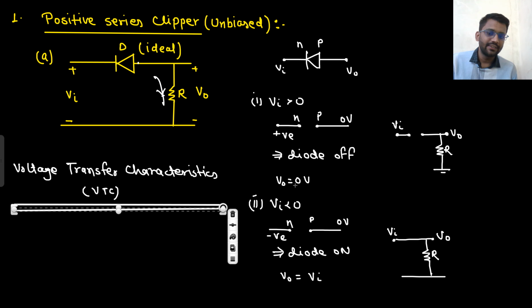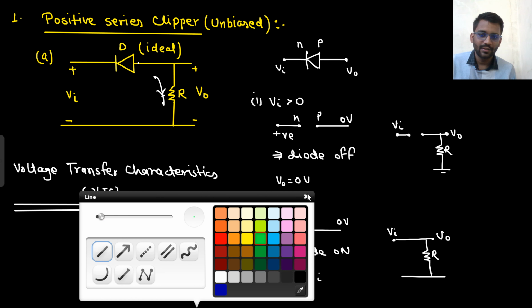So when Vin is greater than 0, your output is 0 volt. When Vin is less than 0, your output is equal to Vin. So the plot between output and input voltage, that's what we mean by voltage transfer characteristics. Well and good? Okay.